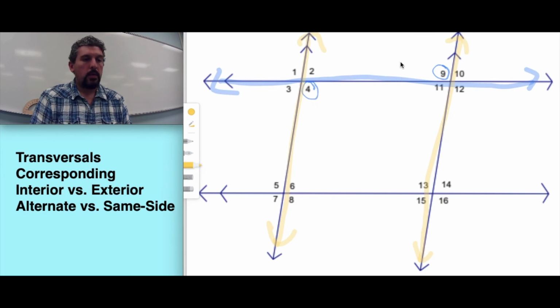Great. What about the parallel lines? Are they inside the boundaries or are they out of bounds? Well, if these are our boundaries here, looks to me like 4 and 9 are both in bounds. They're on the field, so these angles would be alternate interior angles.